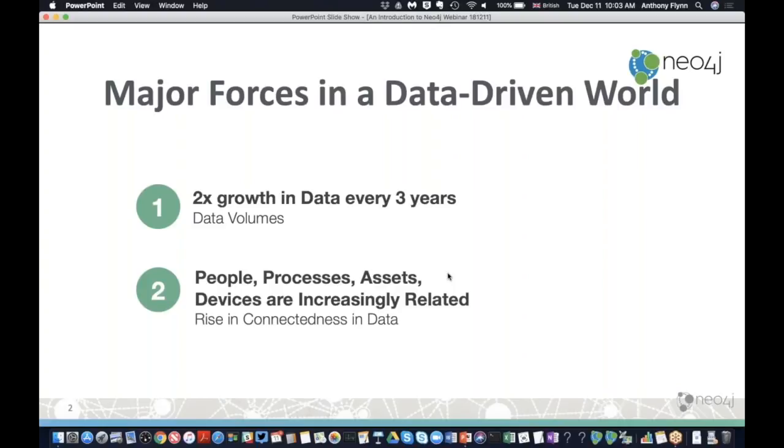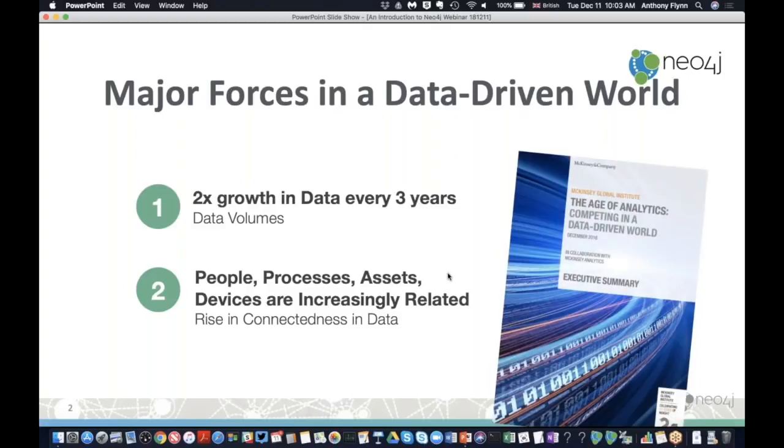Where Neo4j and other graph technology vendors differ perhaps from the traditional mainstream of database technology and some of the big data vendors is that we also point to the fact that the data is becoming increasingly more connected. People, processes, assets, and devices. And our customers have found that there is real value in the relationships between data, and that a technology like a graph database can allow you to unlock the business value that is tied up in those relationships and exploit them to develop new capabilities for the business. And this has been highlighted in a number of analyst reports.